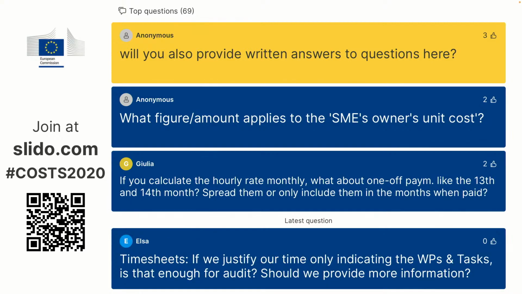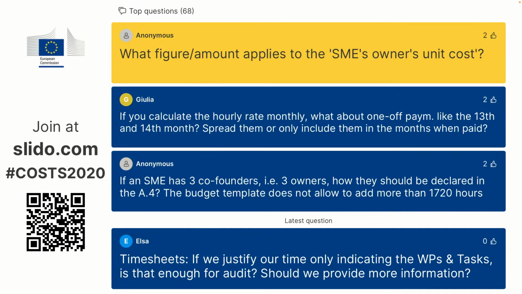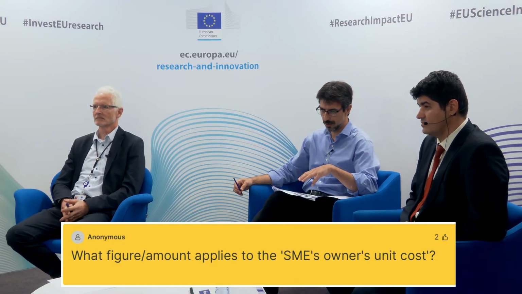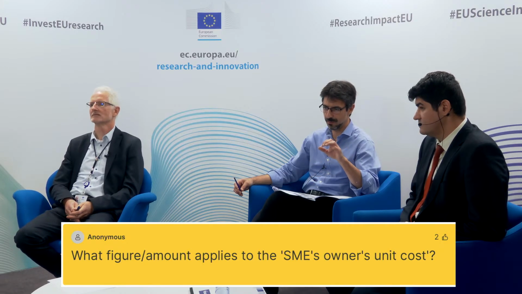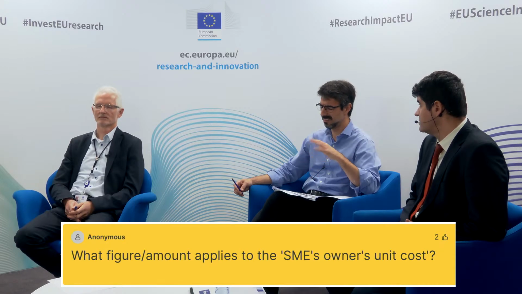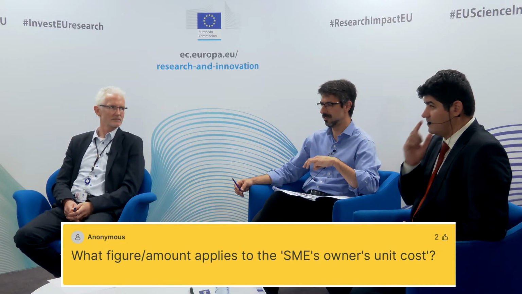It's 30-something euros per hour, adjusted per country correction coefficient. And it depends on the work program, Marie Curie. There is a slight difference depending on the work program. The calculation is automatically done by the system if you are an SME owner. But if you want to do it on your own, in the annotated model grant agreement there's a hyperlink to the decision where the figures appear. But it was 30-something, adjusted by the country correction coefficients.